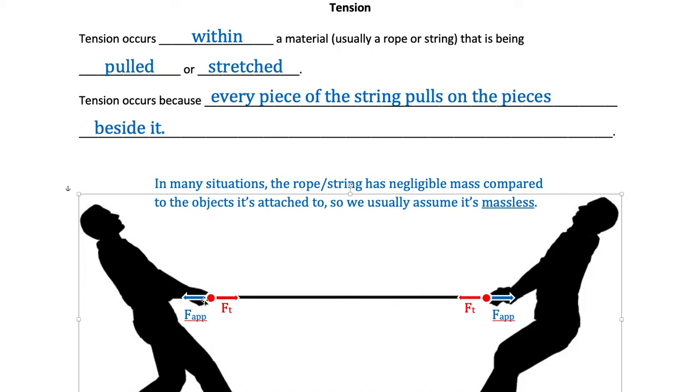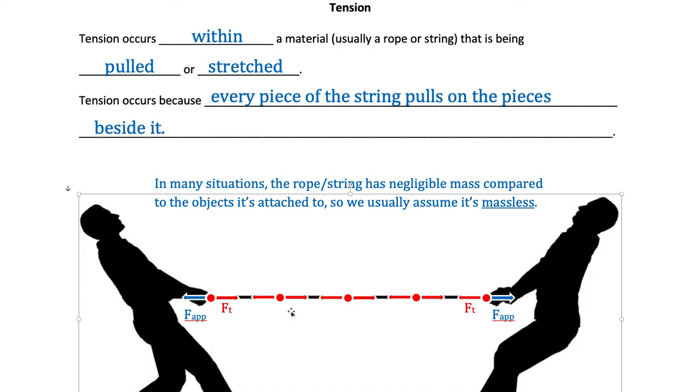Similarly over here, that last piece of rope that this guy's grabbing onto is feeling an applied force from the guy to the left, and it's feeling a tension force from the rest of the rope pulling it to the right. So what about the rest of the places along this rope? What do those all look like? Well, let's throw those in too.